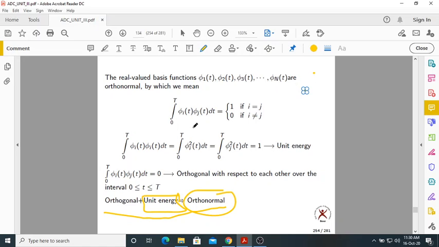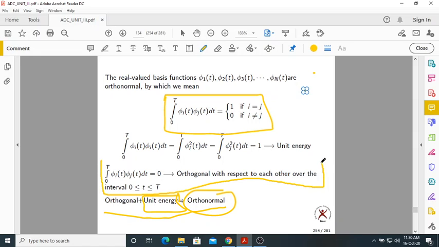Now, this is the condition for orthonormality. Why? Because if i equals j, we are taking the same basis function. In that case, the integration from 0 to T of phi i(t) whole squared dt is nothing but the energy of phi i(t), and that should be equal to 1. If i is not equal to j, we are finding the product of two different basis functions, so obviously that has to be 0 for orthogonality. Correct?